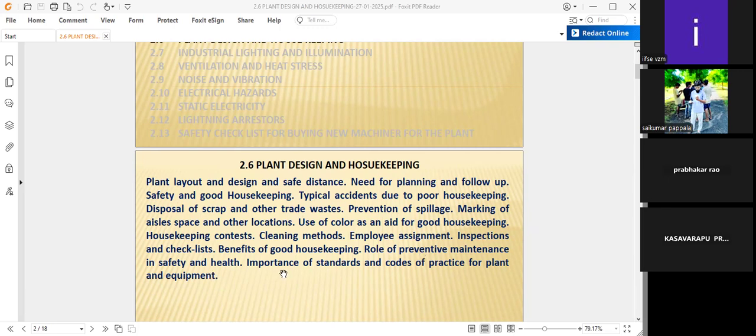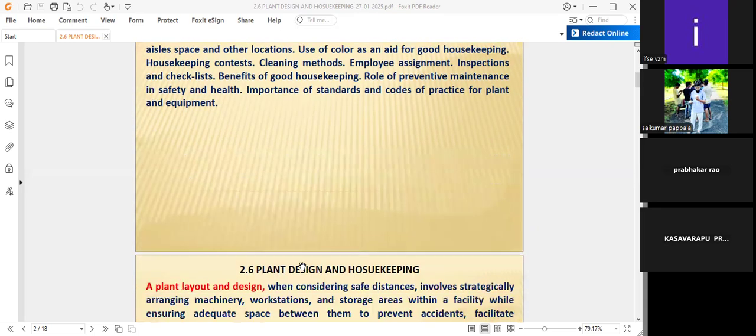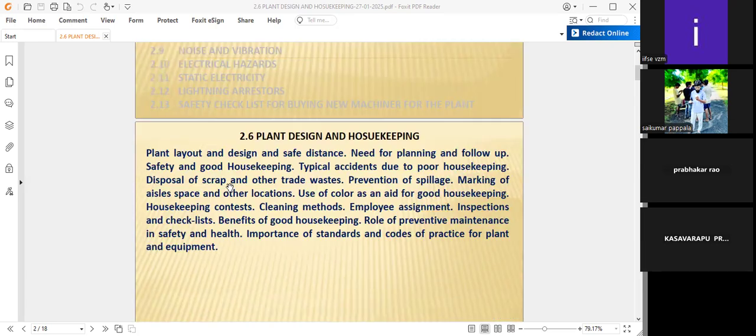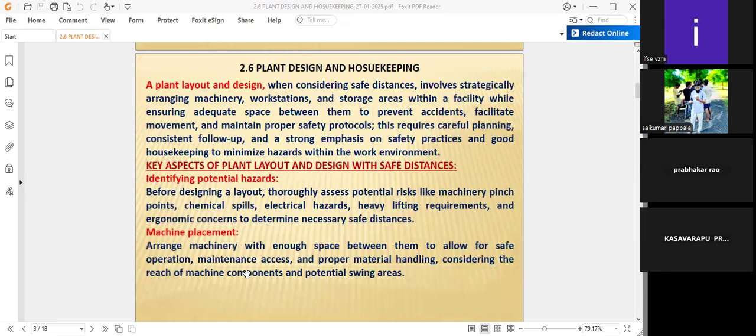importance of standards and codes of practice for plant and equipment. These are the topics we will be discussing in today's two classes. Coming to the plant layout design, a lot of things are to be discussed regarding the plant design and housekeeping.